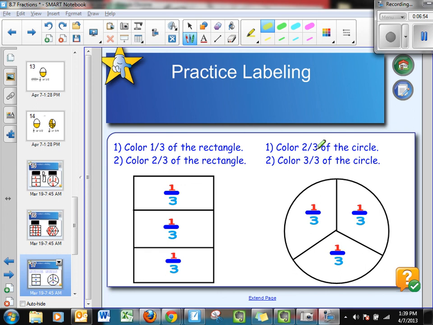Now we've been talking about writing what the fraction would be for each piece. Now we can also take that and practice coloring in what they want us to.